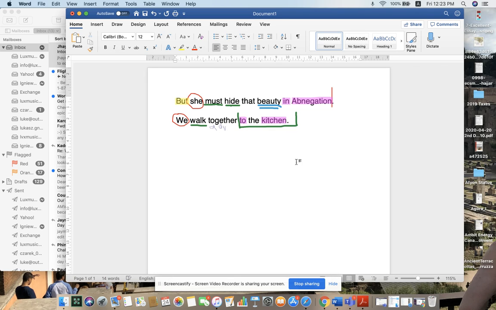Last but not least, let's get to our verb tenses. So we've got she must hide, which is third person singular. It is in the present, and yes, I'm thinking right now everybody knows it's simple and it's indicative. Next, we walk. First person plural, present simple indicative. Awesome. That's it. Fairly straightforward.